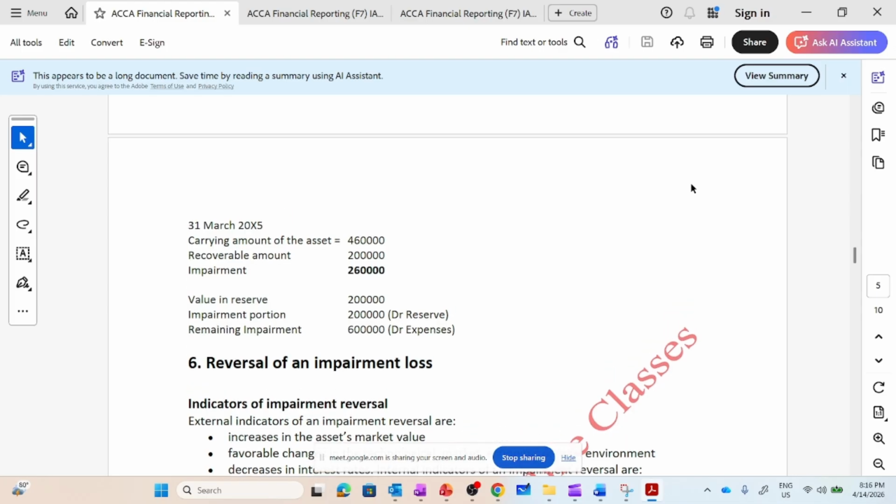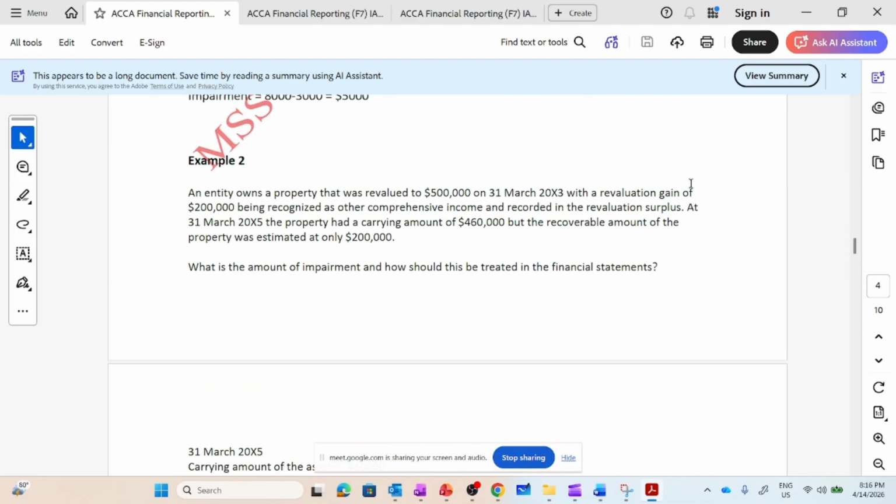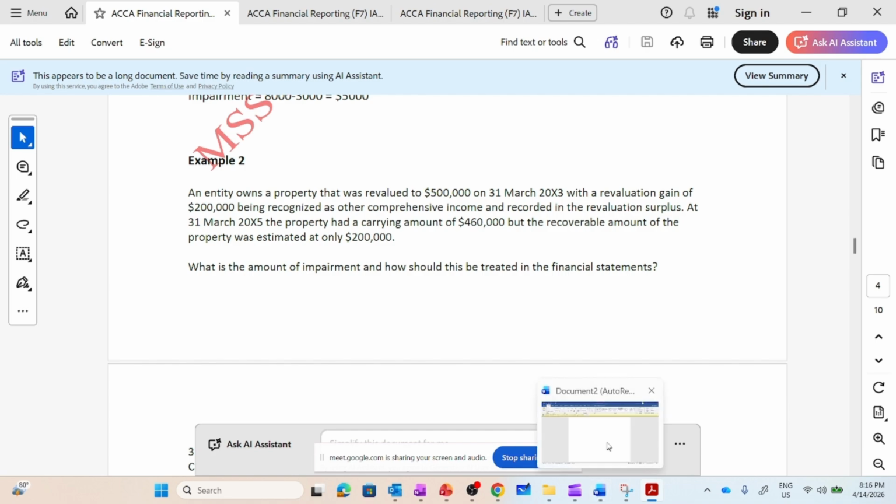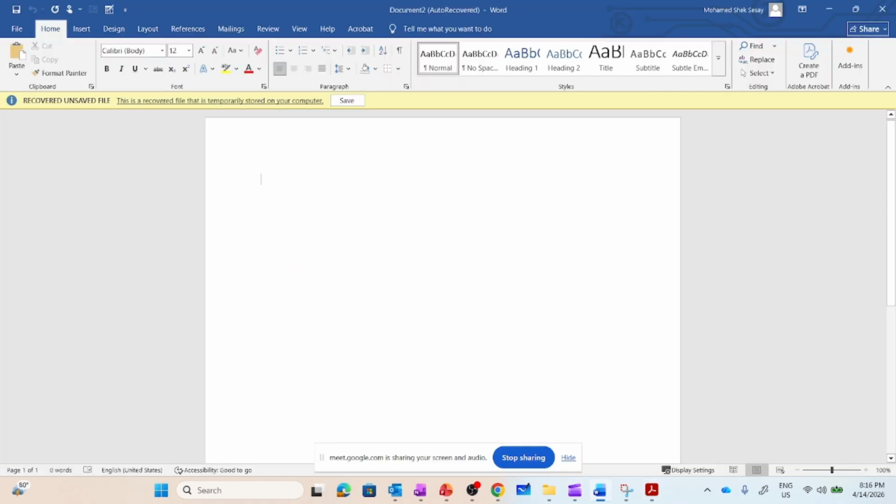So now the key concept: how are we going to account for impairment? What is the double entry for impairment? Which is very important for you to note. When you're talking about impairment, you need to know the double entry for impairment. Impairment is the reduction in the value of the assets. So it means we are going to debit something and also credit something.